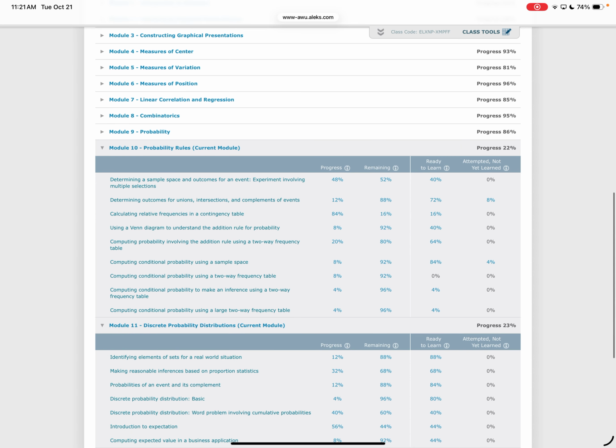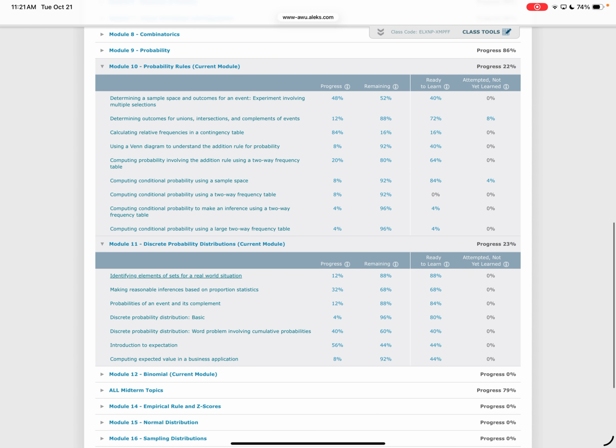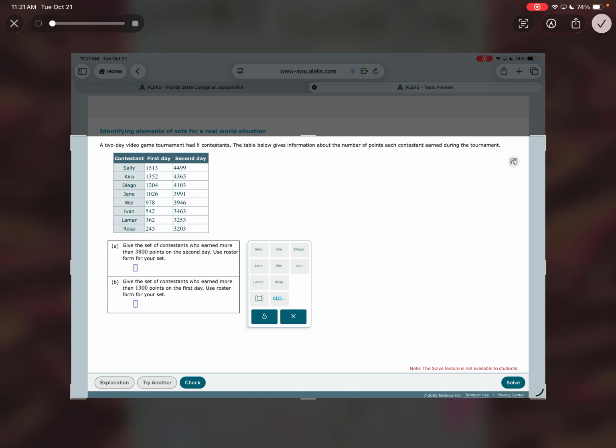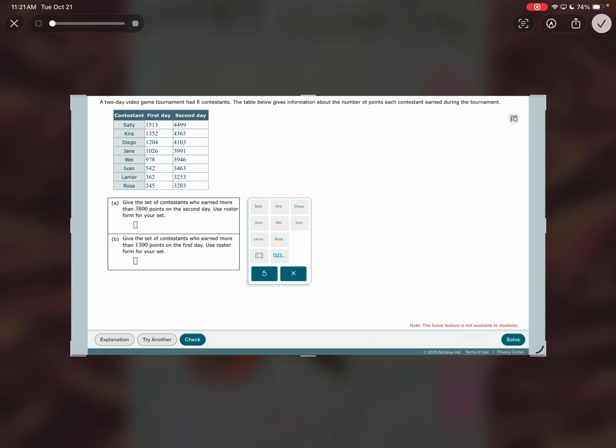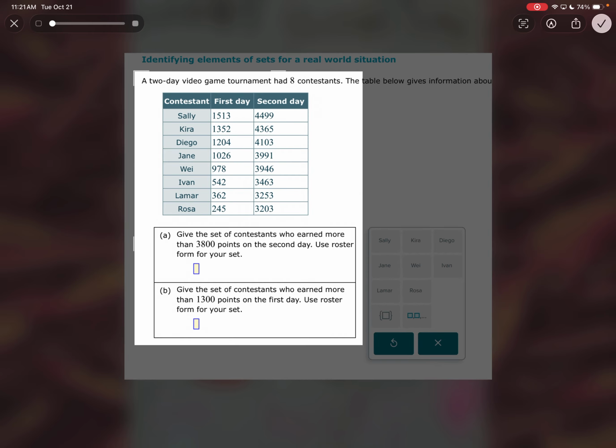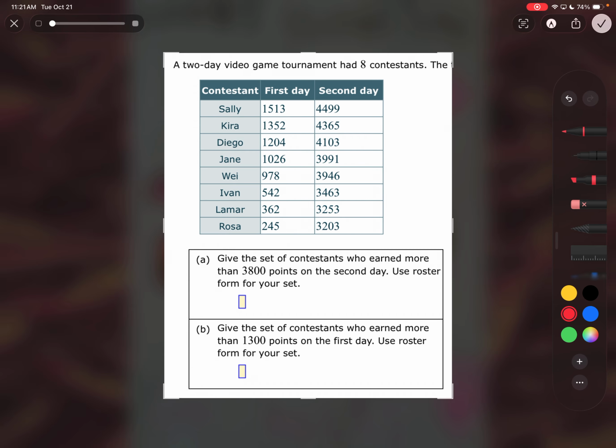Identifying elements. All right. So like I said, these are just kind of doing some more real-life type studies that you look at. A 2-day video game had 8 contestants. The table below shows the information. Give the set of students who earned more than 3,800 points on the second day. More than 3,800 on the second day. It'd be all 4 of those, right? This does say give the set.